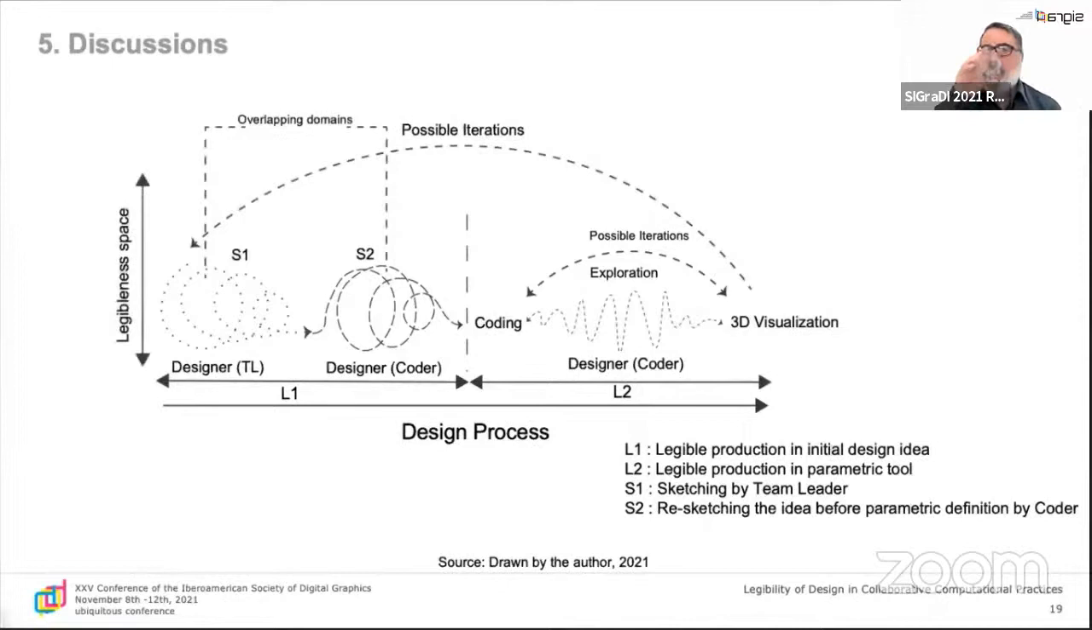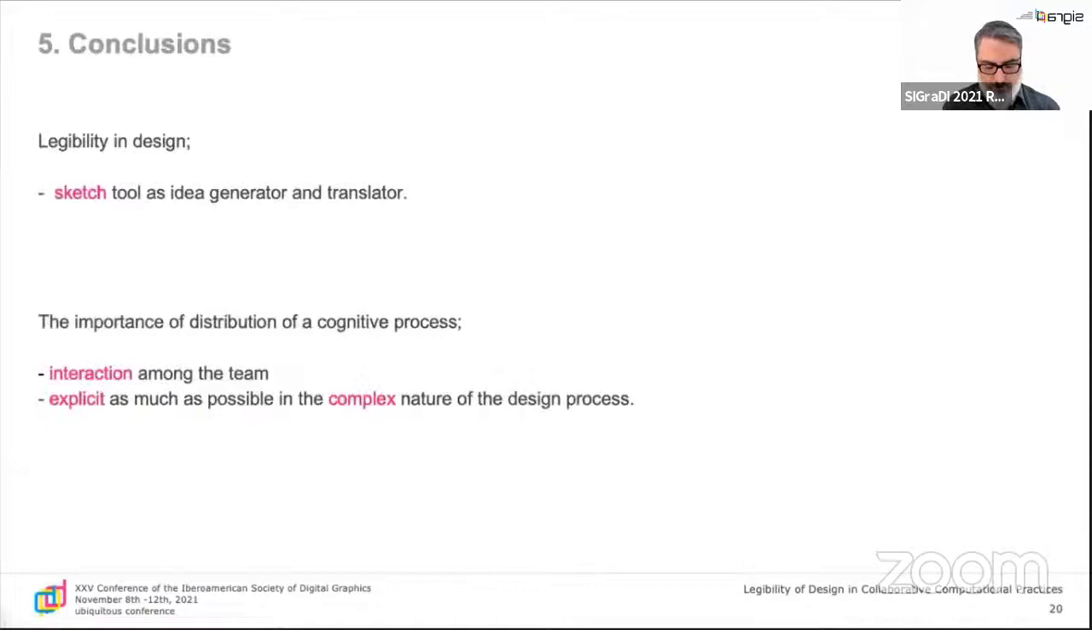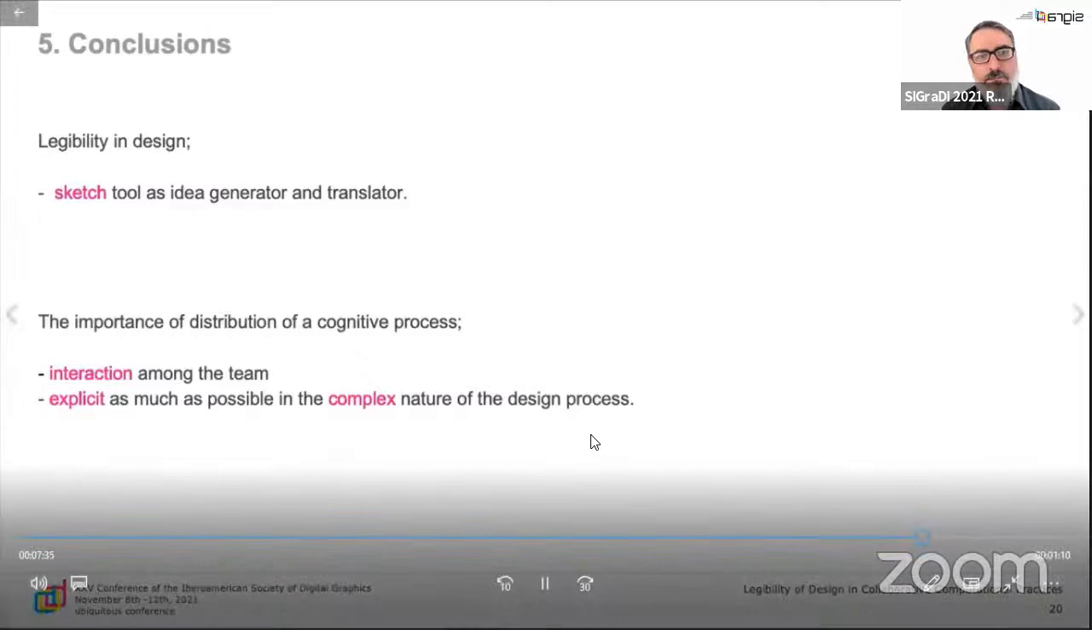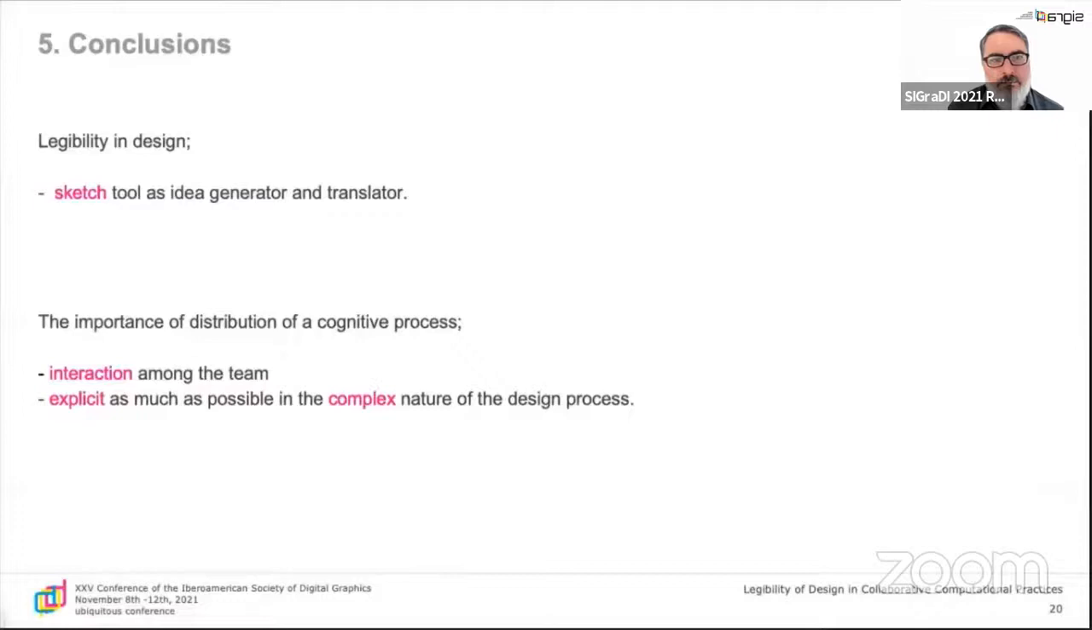The question in this research is that in the way parametric modeling tools are used in architectural offices, legibility in design preceded by using the sketch tool as an idea generator and translator. The importance of distribution of cognitive process in a team and the interaction among them are emphasized. The interaction by its nature needs to be as explicit as possible in the complex nature of the design process.